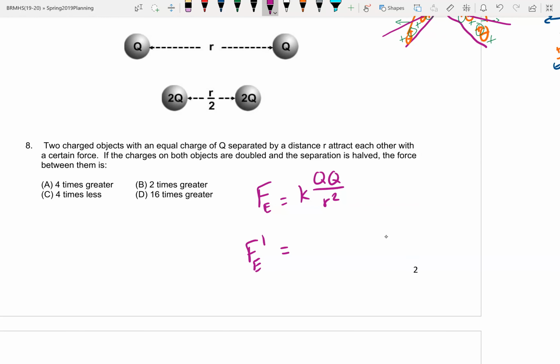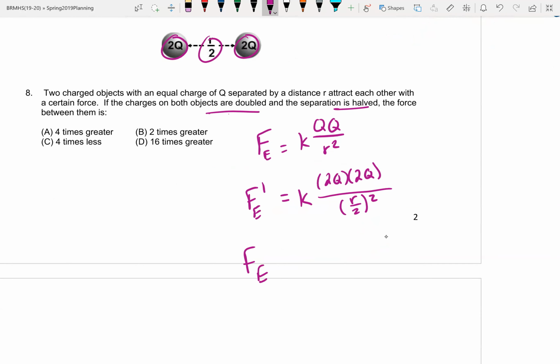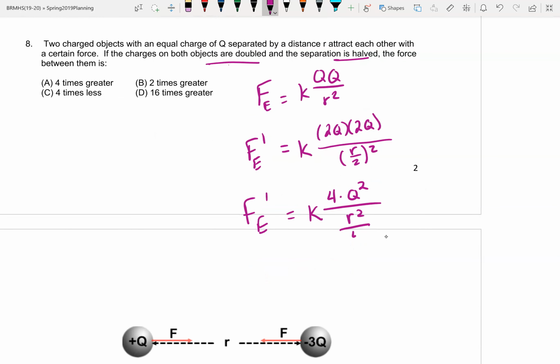And what happened, the charges on both objects are doubled, right? So now we have 2Q and 2Q, and the separation distance is half. So now it's R over 2. So I've got K times now 2Q times 2Q divided by R is cut in half, so I have R over 2 squared. So that means our new electrostatic force, Fe prime, is going to be, let's look at my coefficients. I've got K times 4 times Q squared divided by R squared over 4. You got to remember to square everything.